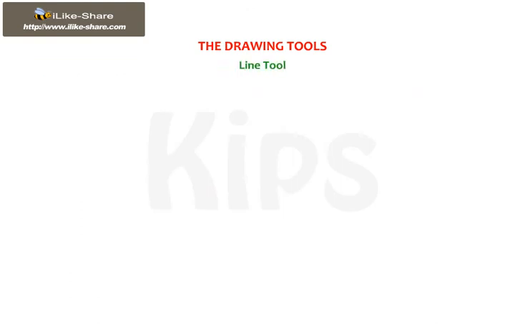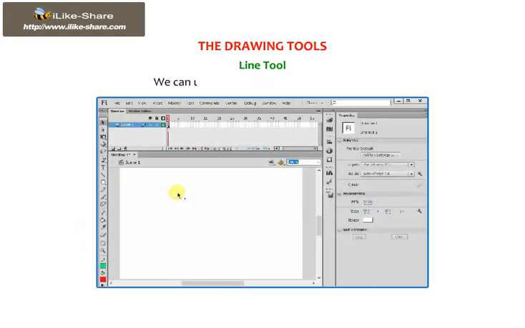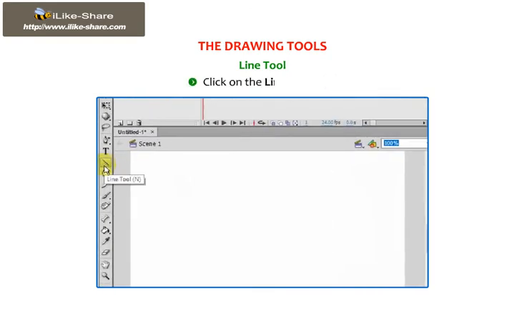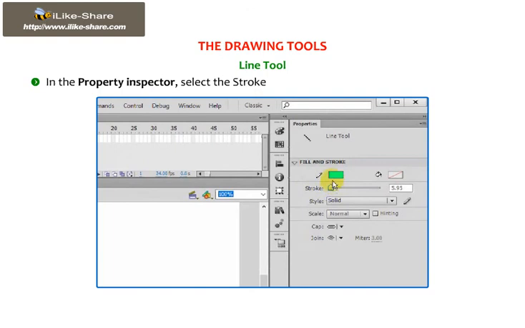Now let's find out about the Line tool. The Line tool works exactly the same way as the Line tool in any graphics software. We can use the Line tool to draw straight lines. Click on the Line tool. In the Property Inspector, select the stroke color, line thickness or line style as needed.